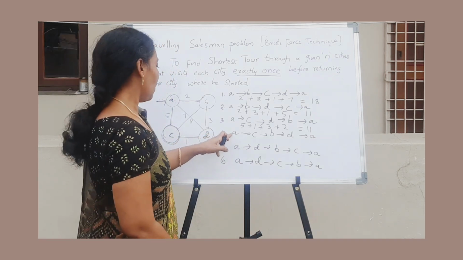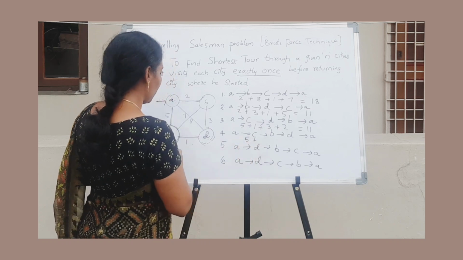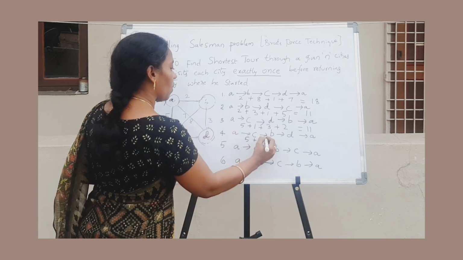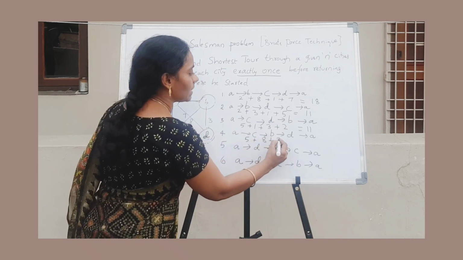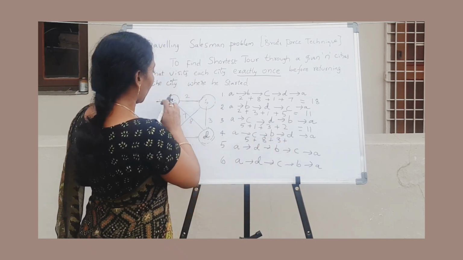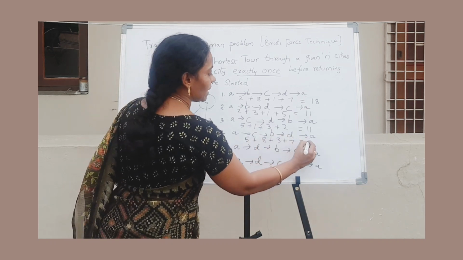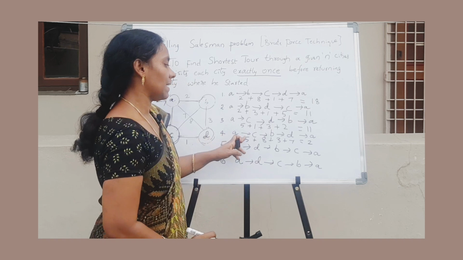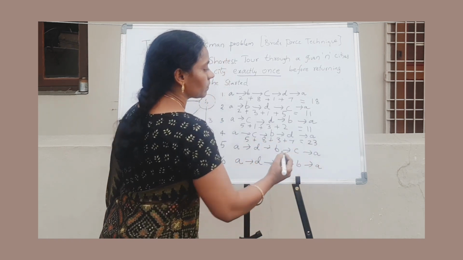And for this one, from A to C the cost is 5, and then C to B the cost is 8, and then B to D the cost is 3, from D to A the cost is 7. So now we can add all these things, and we are getting the cost as 11, 18 plus 5, 23.